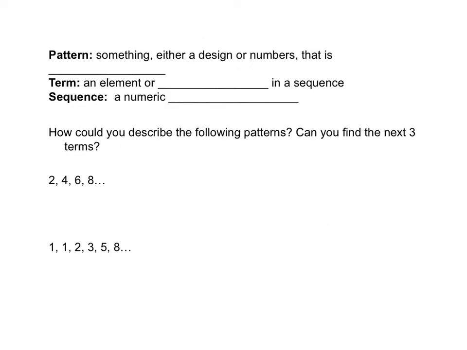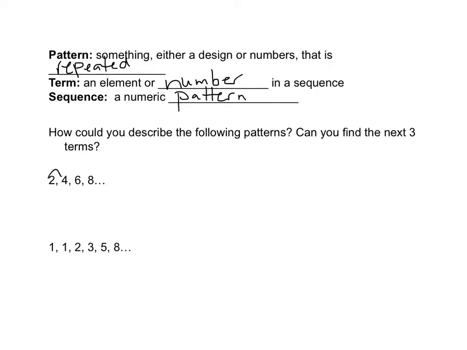So what is a pattern? A pattern is either a design or numbers that is repeated. When we're talking about patterns, we sometimes talk about terms, which is an element or number in a sequence. And a sequence is just a numeric pattern. So how would you describe the following patterns, and can you find the next three terms?